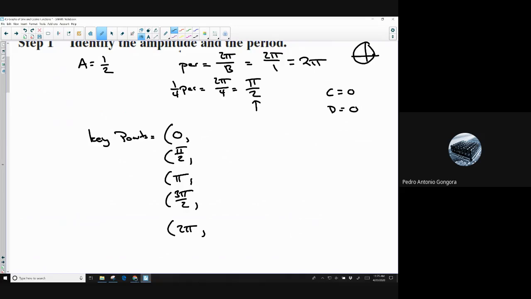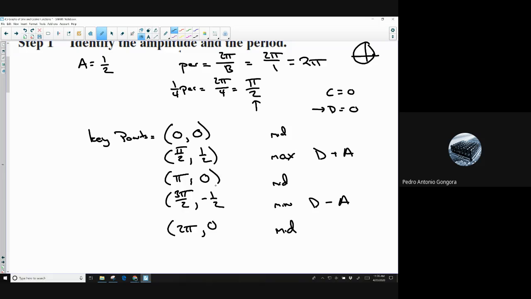Now, we need the outputs. Remember the pattern. The pattern was the middle, the max, the middle, the min, and then back to the middle again. Okay? So the middle of a sine function is always 0 unless you move it. And we haven't moved it because D would be the thing that moves it, vertical shift. So my middle is going to be 0. The max is always going to be, the formula is D plus A, and the minimum is D minus A. Well, D is 0, right? There is no vertical shift. So the max is just going to be 1/2, and the minimum is going to be negative 1/2. And then my middle is 0. And the formula for the middle is always just D, the vertical shift.